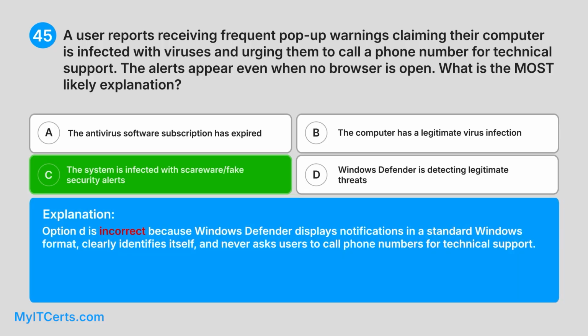Option D, Windows Defender is detecting legitimate threats, is incorrect because Windows Defender displays notifications in a standard Windows format, clearly identifies itself, and never asks users to call phone numbers for technical support.